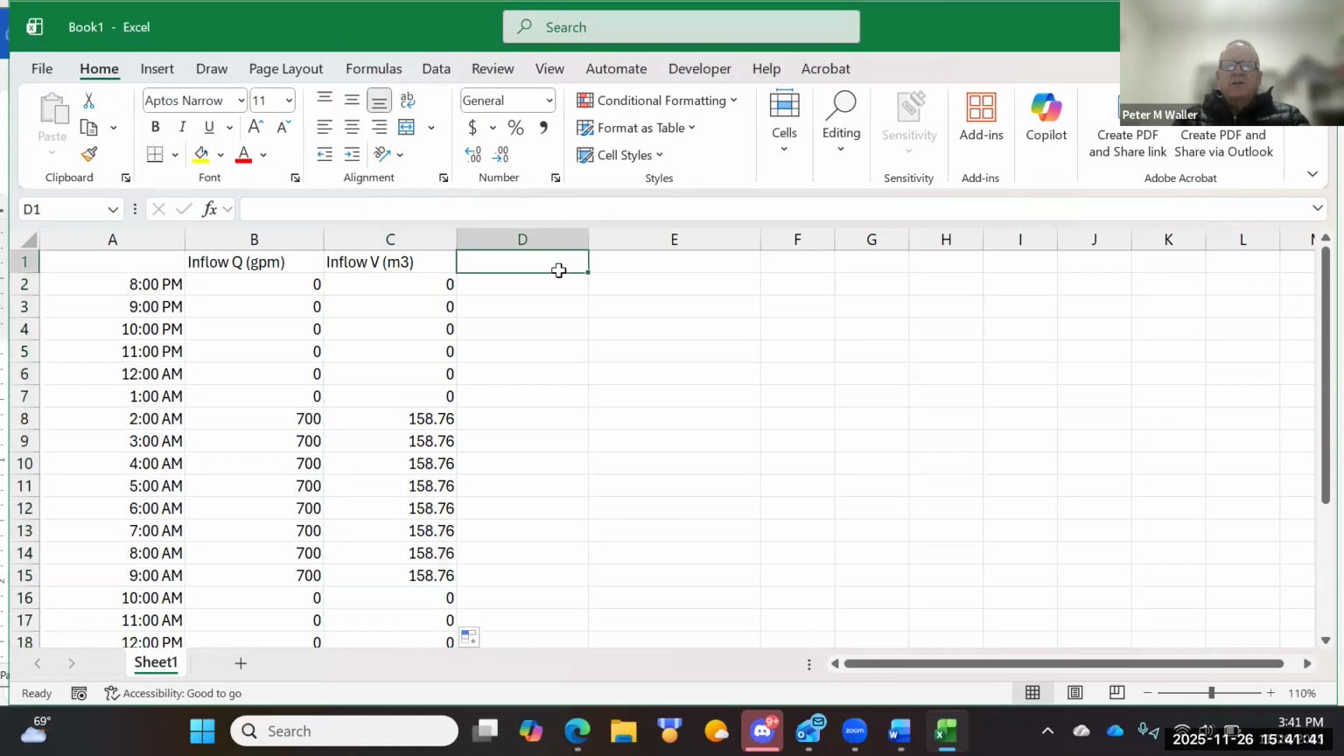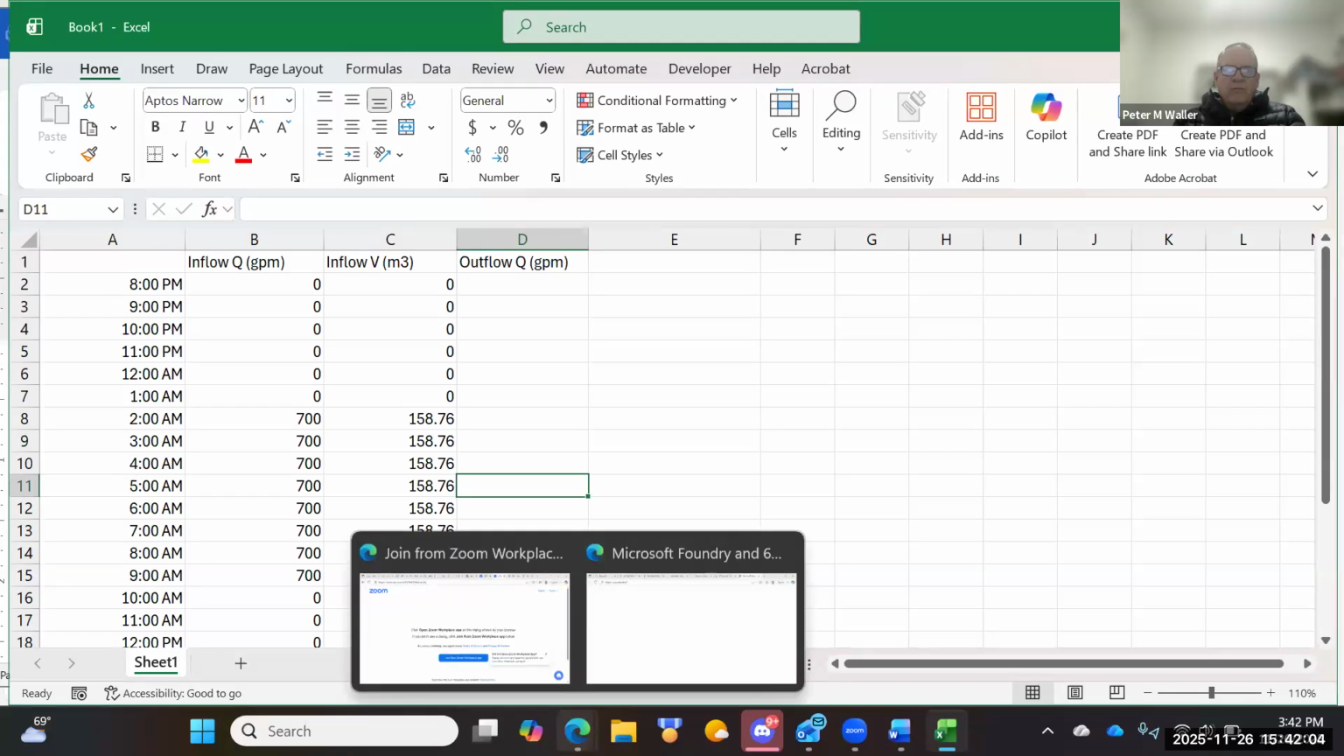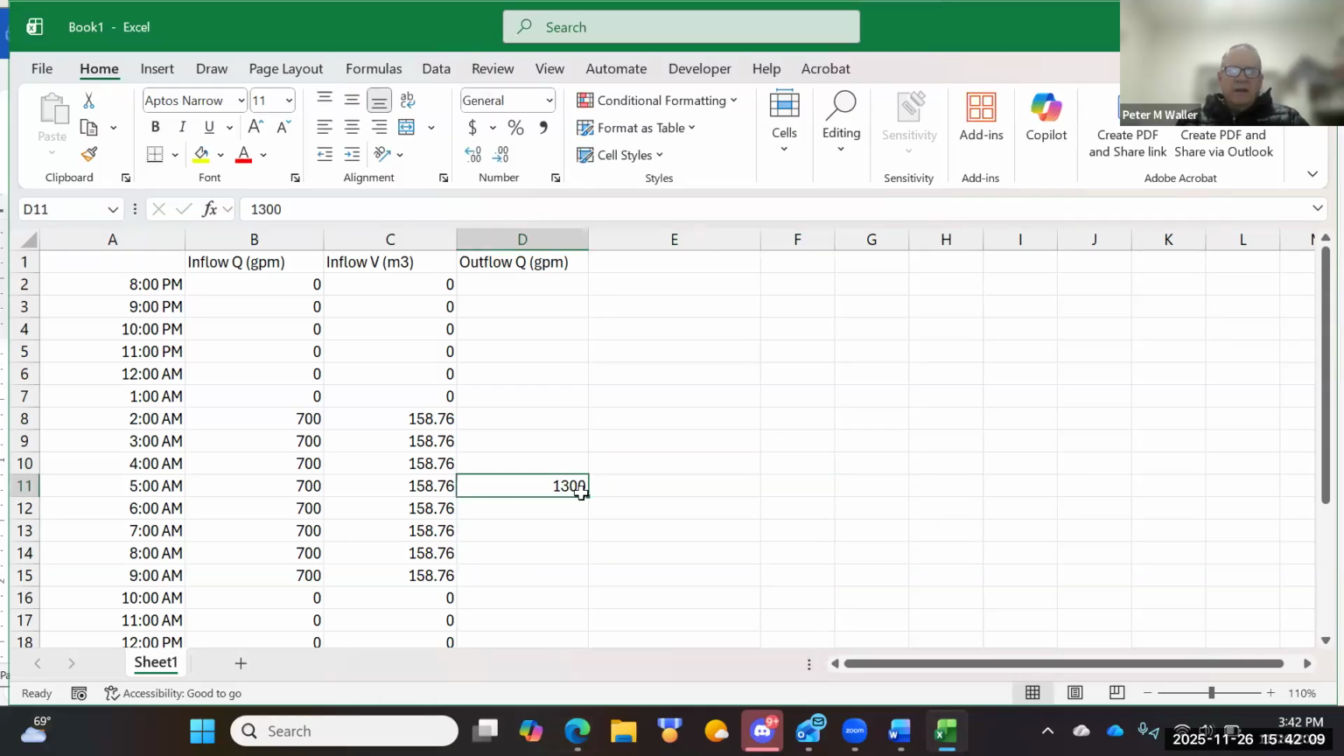Now I'm going to do my outflow Q. That's the sprinkler pump in gallons per minute. And remember, yesterday we figured out it was about 1,300. And so we're going to run that pump. We're going to start it at 5 a.m. and run it till 9 a.m. Remember, we're trying to avoid evaporation, so we're trying to run it during the cool part of the day. So 4 hours. We're running it 4 hours.